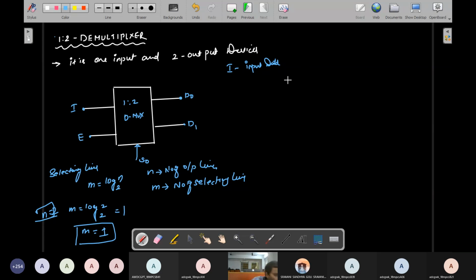Now I want to write the truth table. Please note everybody, I'll move to the truth table for this demultiplexer.